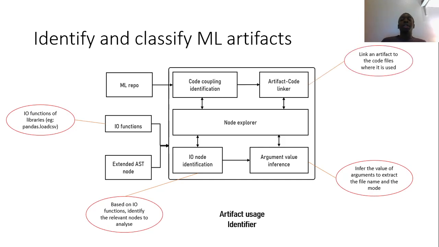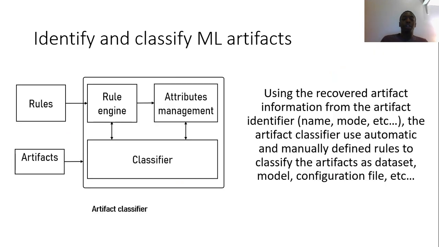And then the artifact and code linker is going to link each artifact found to the code where it has been imported. And after we have identified all these artifacts, the artifact classifier is going to use rules, and these rules are used mainly to classify datasets into different tags. So we can say, for example, a specific dataset that respects some rules can be a data, or it can be a configuration, etc.